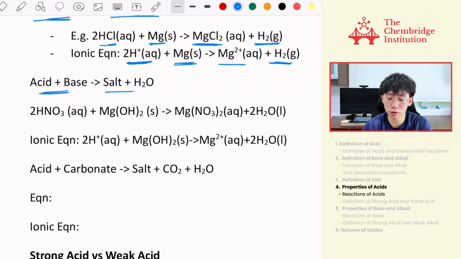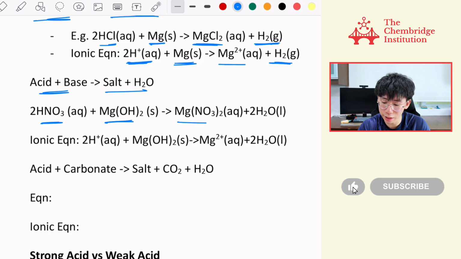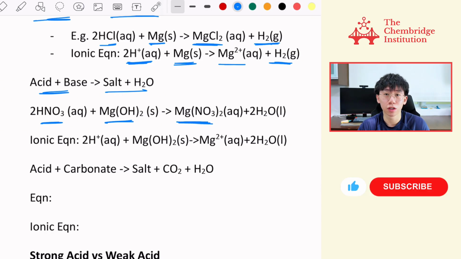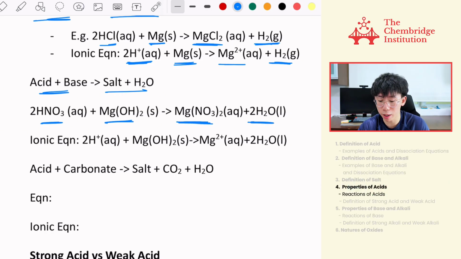Acids plus bases give salt plus water. For example, if nitric acid reacted with magnesium hydroxide, and you want to form a balanced equation, you should know that the product is a salt plus water. The salt would be magnesium nitrate, because the magnesium cation and the nitrate anion don't really react, and they'll combine together, and water is also formed as a byproduct.